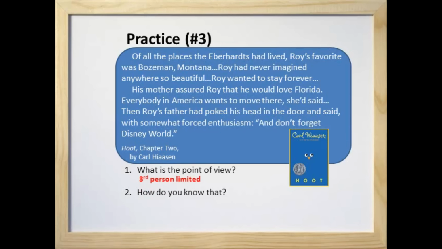Well, first, how do we know it's third person versus second person or first person? We know it's third person because of the pronouns. This narrator uses third-person pronouns his, he, and she. Remember, if there were a lot of first-person pronouns like I, my, our, and we, that would mean first-person point of view. If there were a lot of second-person pronouns like you and your, that would mean second-person point of view. But this narrator uses third-person pronouns, so we know it's a third-person point of view.